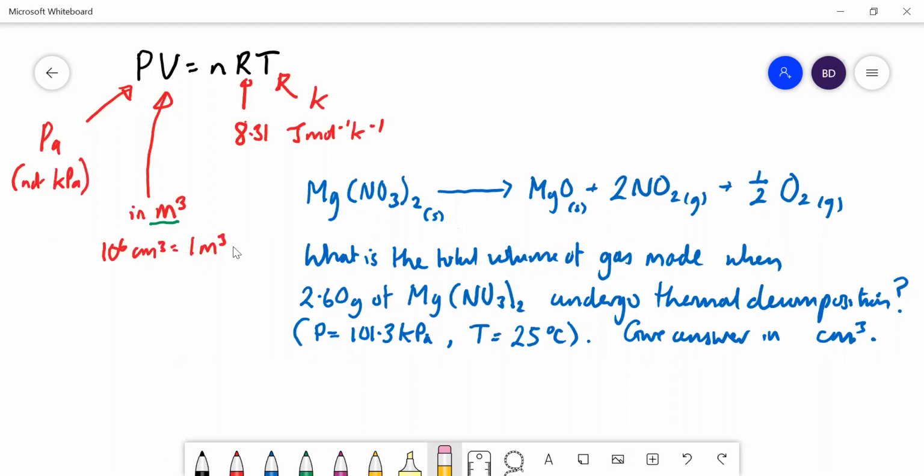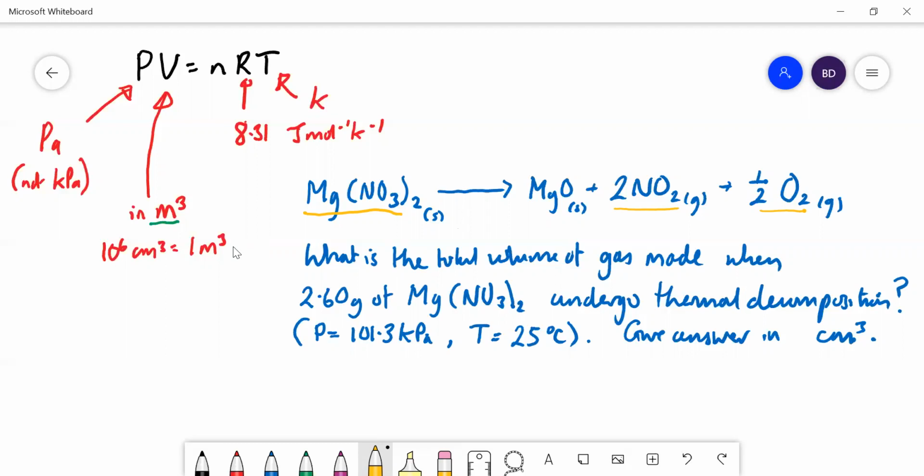Okay, so we've got magnesium nitrate, and it undergoes thermal decomposition to give magnesium oxide, which is solid, and nitrogen dioxide and oxygen. It says what volume of gas, so the total volume of the gas, so that's the NO2 and the oxygen together, will be made when 2.60 grams of magnesium nitrate undergoes thermal decomposition. Pressure 101.3 kilopascals, temperature 25 degrees C, and give your answer in centimeters cubed.